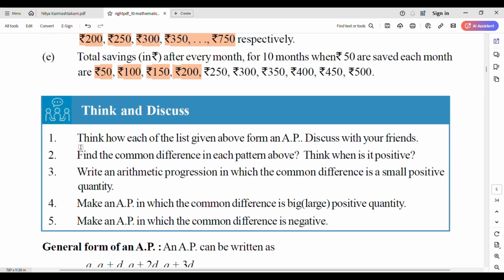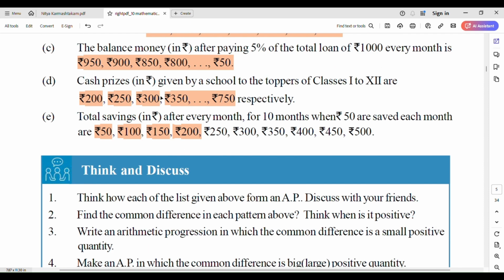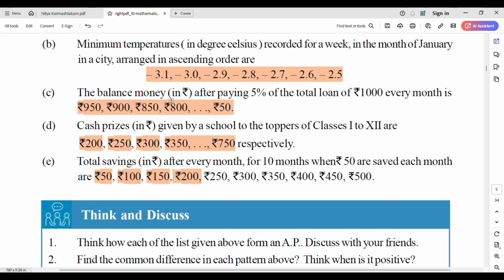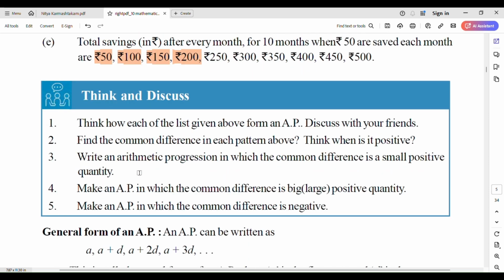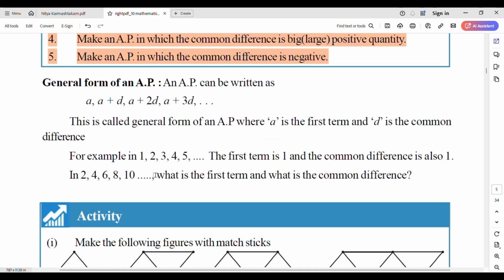Okay, let's think and discuss. They are all in arithmetic progression, which we discussed already. Find the common difference in each pattern. Yes, most of them we discussed. Common difference here is 0.1, here it is minus 50, plus 50, plus 50. These things you can try. These are very small things. You can try yourself.